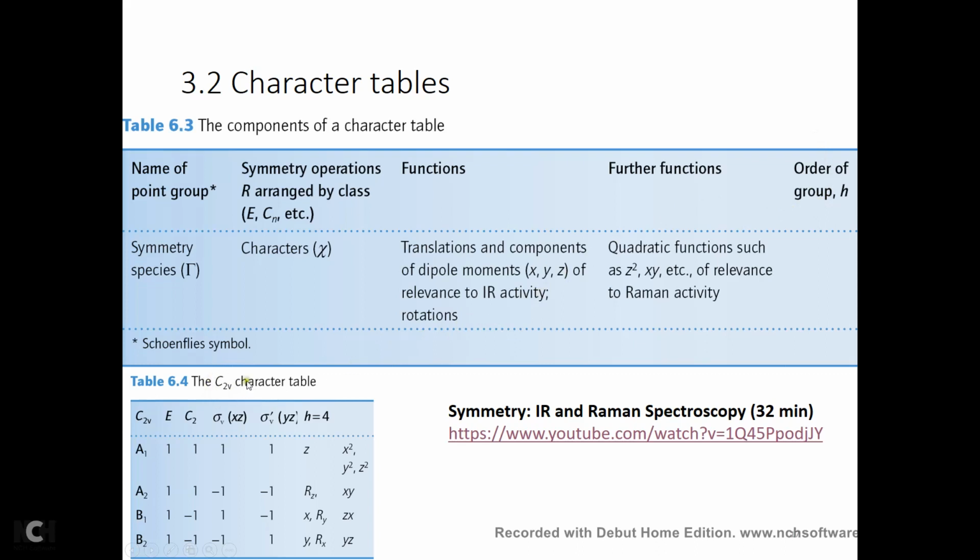C2V character table. So the point group is C2V. And then 1, 2, 3, 4: four different symmetry operations. And then over here, functions: z, x, y. They are just very simple functions. They represent the dipole moments in the x, y, z directions. They also represent Px, Py, Pz if you're analyzing atomic orbitals.